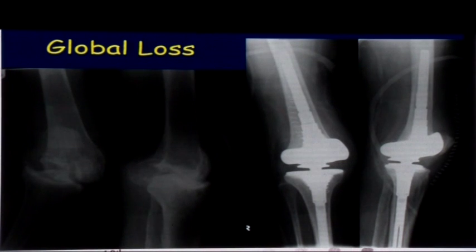So this is one where there was global bone loss, and you can see the lateral femoral condyle has been completely taken off, with significant stretching of a probably non-functional medial collateral ligament, and I primarily used a hinge.